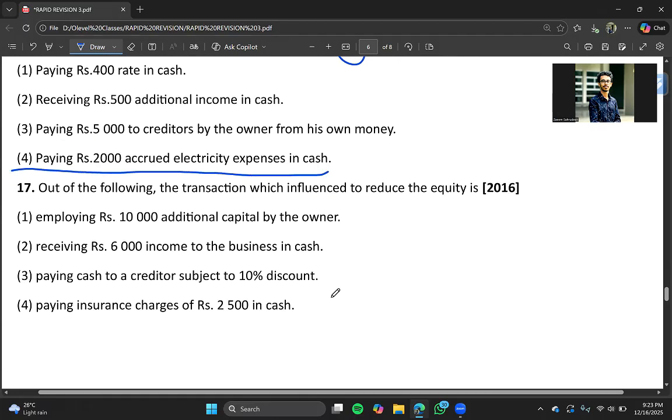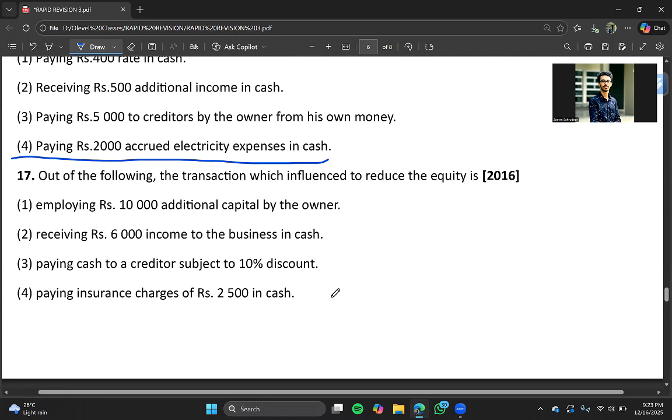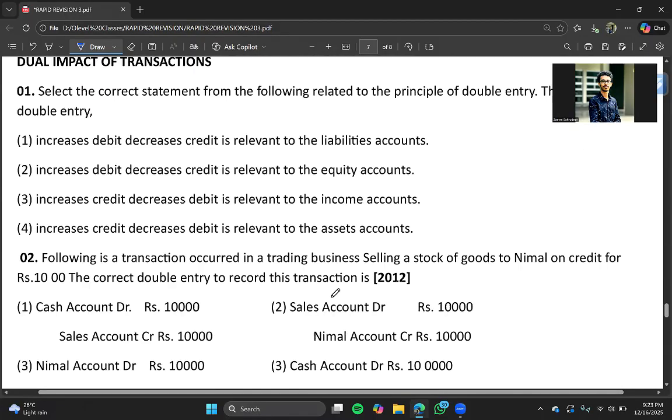And then question number 17, out of the following, the transaction which reduces the equity, right? So paying insurance charges rupees 2,500 will affect the equity to reduce. Insurance charge is an expense, so expense reduces equity.